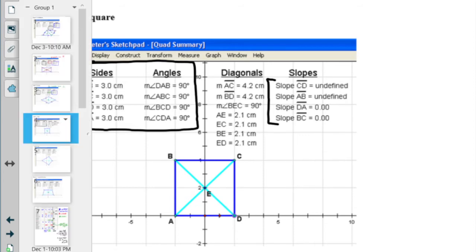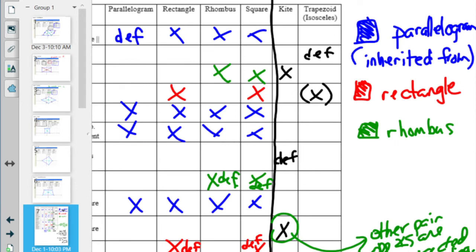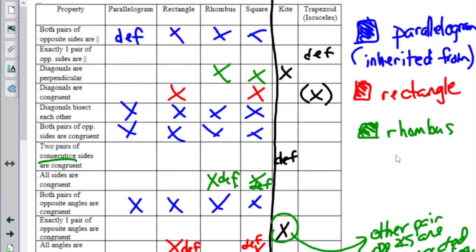So let me pause here and go back to the chart. We'll talk about the kite and the trapezoid in just a minute, but I want to focus on the first four. Notice we said the first four so far are all parallelograms. I put a DEF whenever it's the definition. So both pairs of opposite sides are parallel. That's the definition of a parallelogram, so I put a DEF there.